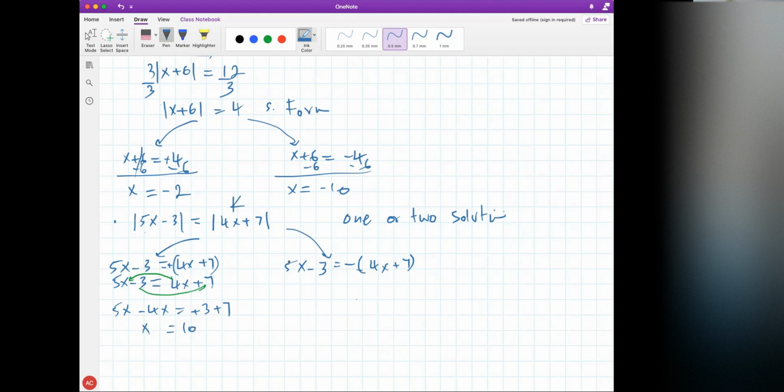What is the first thing we do to solve this equation? Add 4x. No, we're going to multiply the negative sign. Open the bracket. Open the parentheses. That's right. So make sure it's going to be negative 4x, negative 7. That's right.